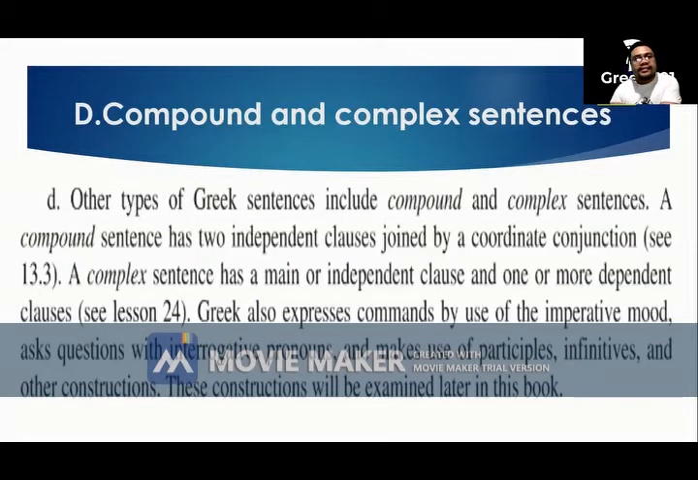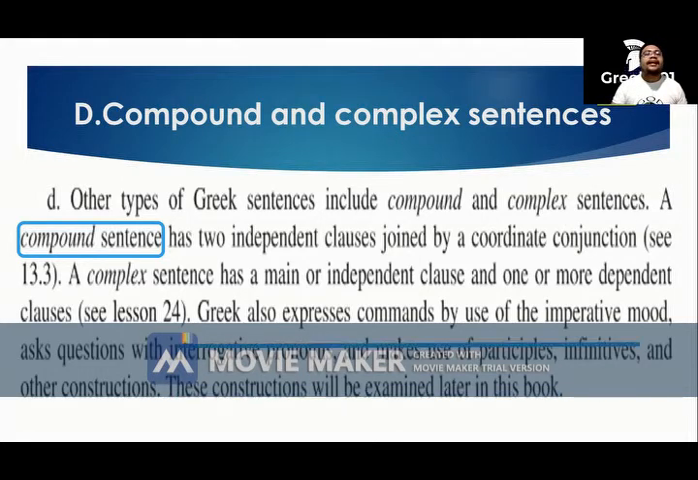And finally, the last are sentences that could be compound or complex. A compound sentence has two independent clauses joined by a coordinating conjunction. So there are two sentences or clauses. Example: God is love and God is good. So the conjunction is "and". If there are two clauses joined together by a conjunction like and, but, therefore, among others, then it is called a compound sentence.